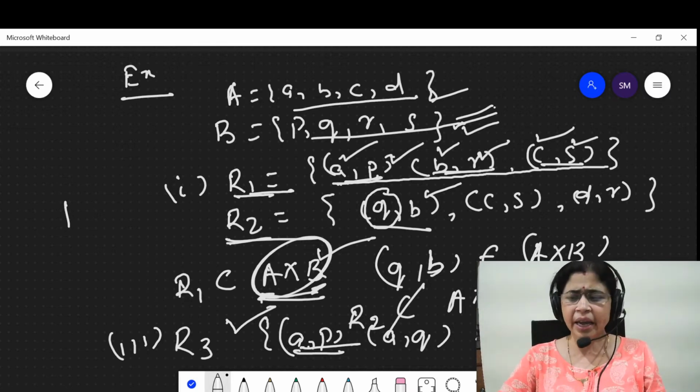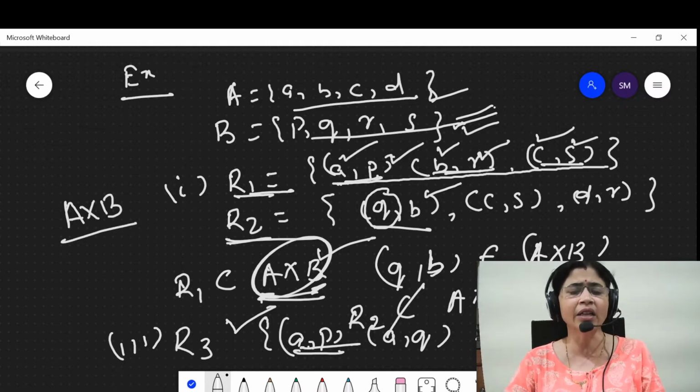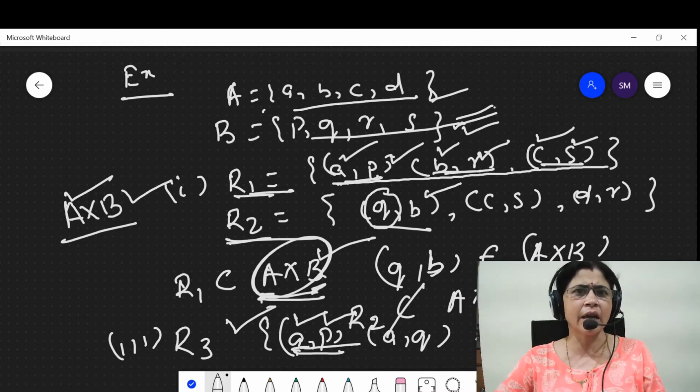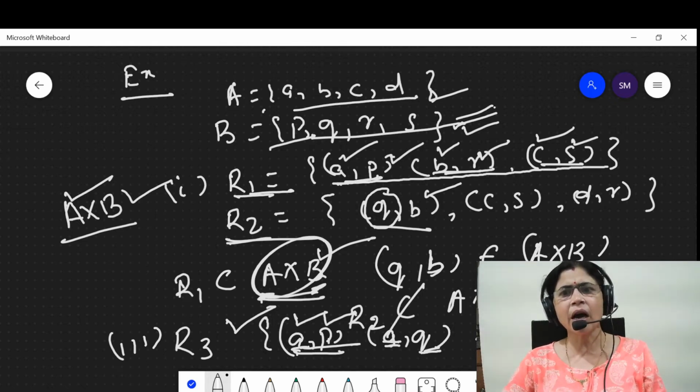Yes, because A cross B, I have already told you, is a set in such a way that the first component belongs to set A and the second component belongs to set B. Here A belongs to set A and P belongs to set B. In this case also AQ, here A belongs to set A and Q belongs to set B. In DP, D belongs to set A and P belongs to set B. CR, here C belongs to set A and R belongs to set B. BR, here B belongs to set A and R belongs to set B.